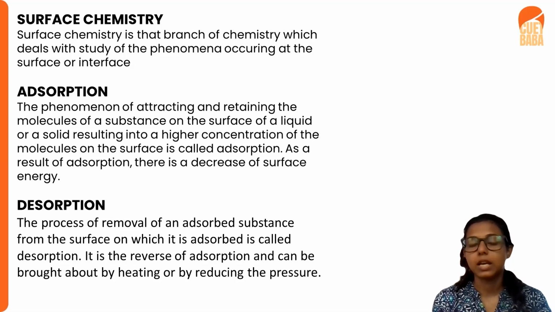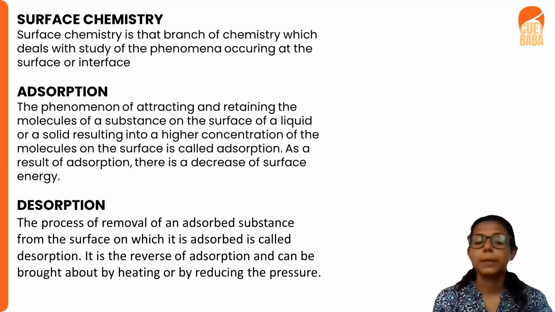That is, there will be an accumulation of a specific substance only on the surface of a liquid. On the contrary, in absorption there will be uniform distribution of one substance throughout another substance, but in adsorption, there will only be accumulation or increased concentration of the substance on the surface of the liquid. As a result of adsorption, there is a decrease in the surface energy. We know that the substance will only get adsorbed on the surface. So, when the accumulation of substances increases, there will be a decrease in the surface energy of a specific substance.